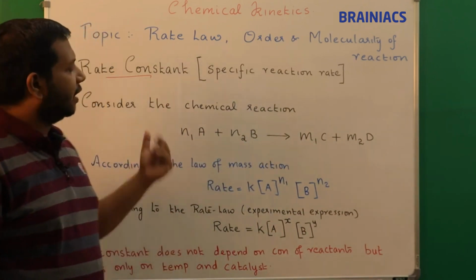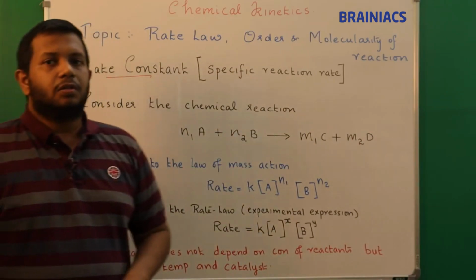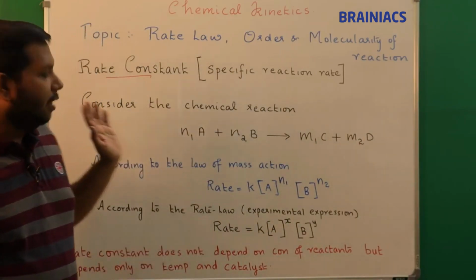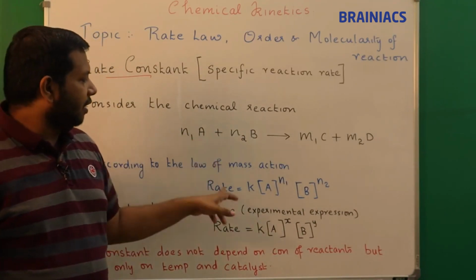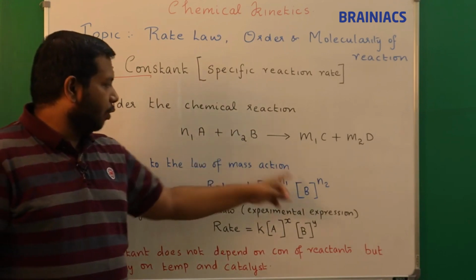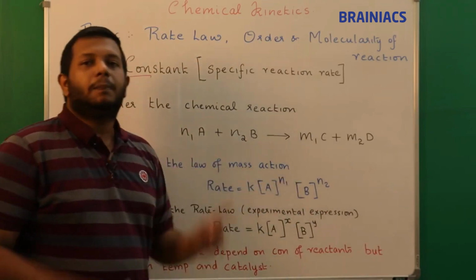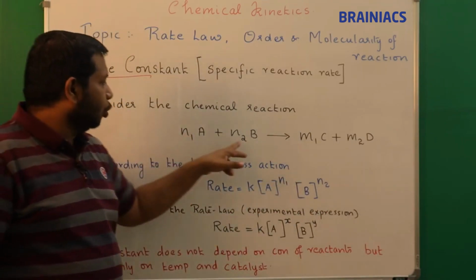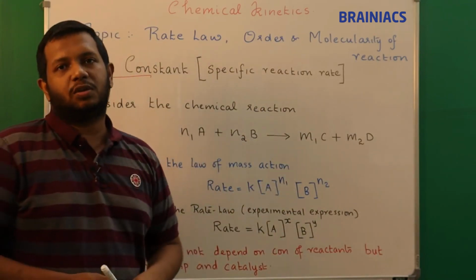So earlier, as per the law of mass action, you might have learned this in chemical equilibrium. As per the law of mass action proposed by Guldberg and Waage, the rate of the reaction is equal to the rate constant K into concentration of A, concentration of B raised to the power n1 and n2. Please understand, here they are taking the stoichiometric coefficients n1 and n2. This was the initial way in which rate was determined.